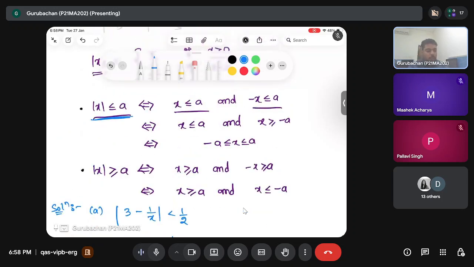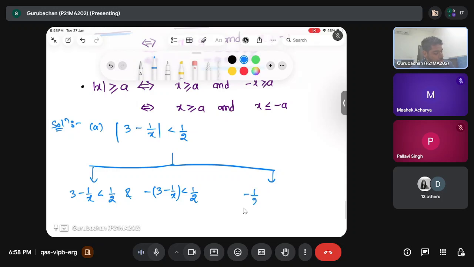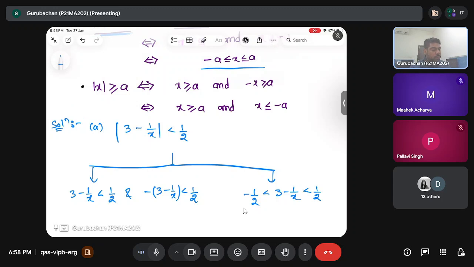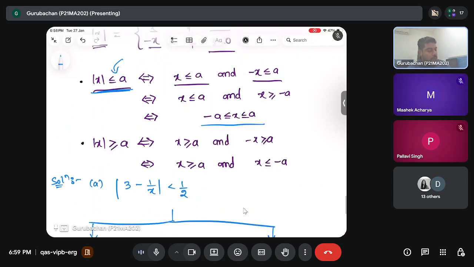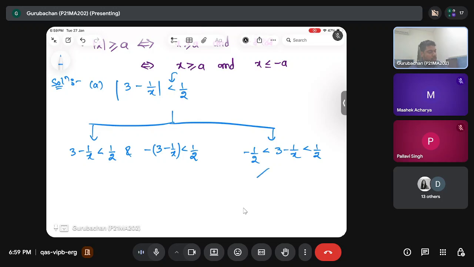If mod x is less than or equal to a, you can say x will lie between minus a and plus a. So if you write with this, minus half less than 3 minus 1 by x. I hope there will be no confusion, because here we are talking about less than or equal to a, and here it is strict inequality. Less than or equal to means it is less than or it might be equal. So the less than relation still holds.